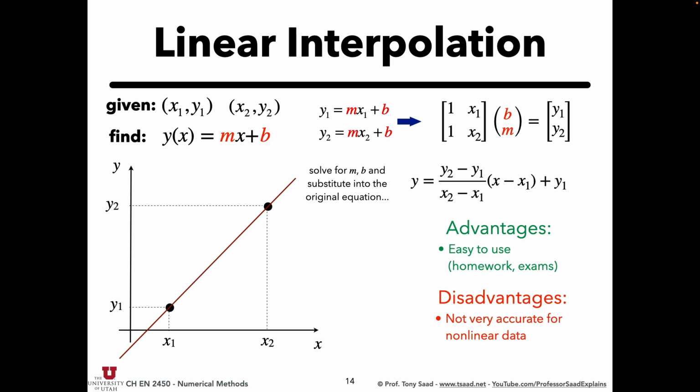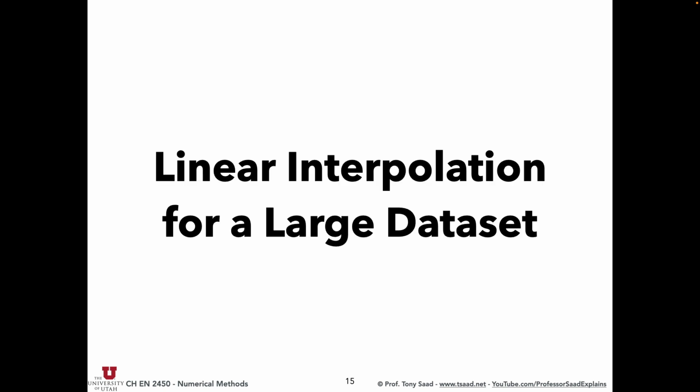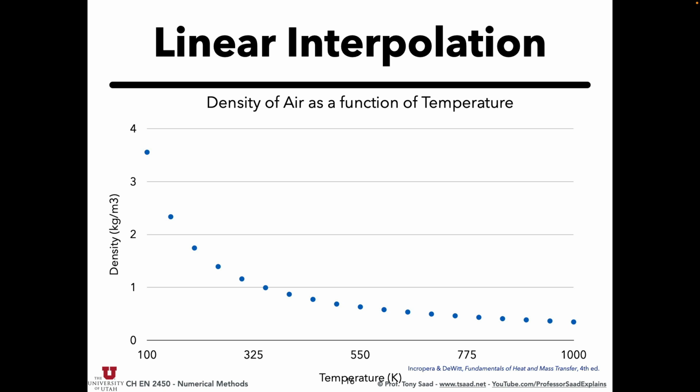Okay? Now, for a larger data set, you can also achieve linear interpolation and do it for the entire data set. This is an example of the density of air as a function of temperature. The lower the temperature, the heavier the air is, right? It gets denser and denser. So at 100 Kelvin, the density of air is almost 3.5 kilograms per cubic meter. And as you heat the air, at 1,000 Kelvin, the density drops to almost half a kilogram per cubic meter. But you see this nonlinear trend in the data.